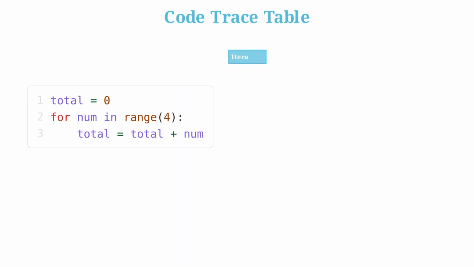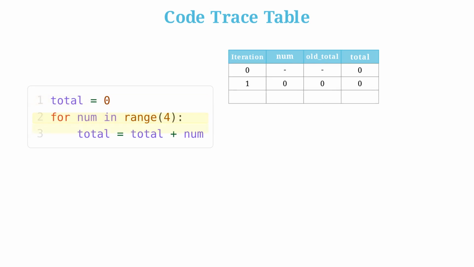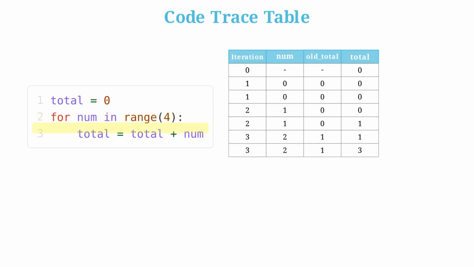For complex loops, tables work great. Each row shows 1 iteration. Watch how num changes from 0 to 3 and total accumulates: 0, then 1, then 3, then 6. The final sum is 6.